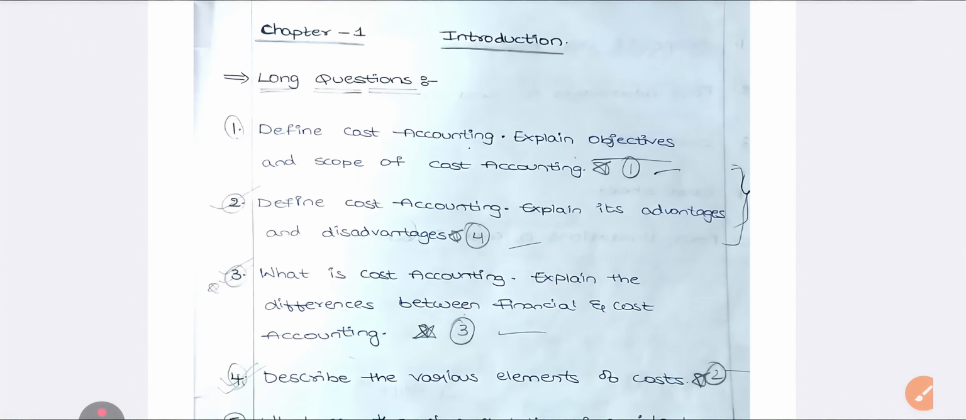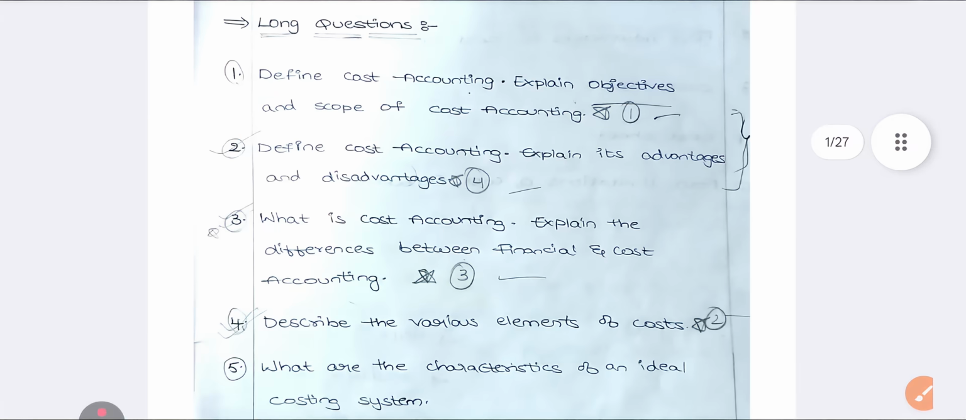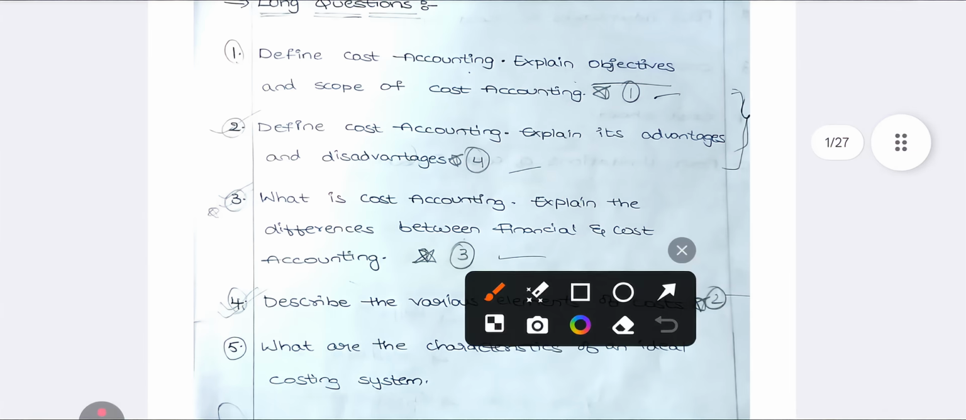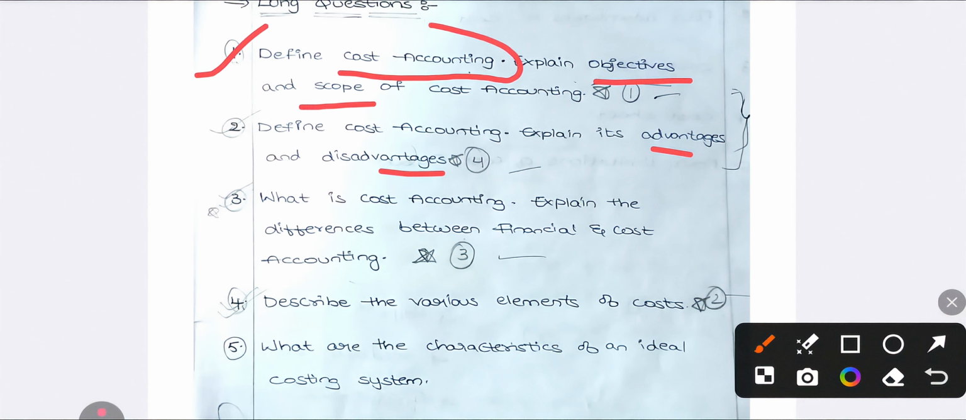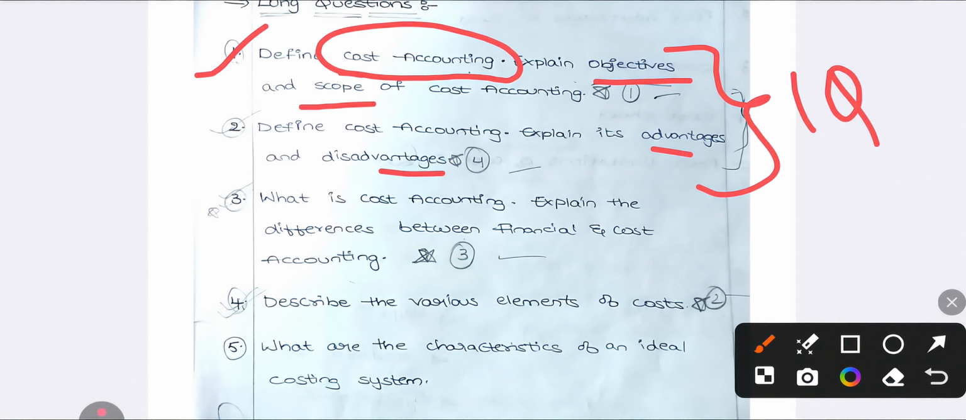As I have said, I will give my handwritten notes. So these are my handwritten notes as you are seeing on the screen. So these are the important questions. The first important question for your final examination is define cost accounting. Either they may ask about objectives, scope, advantages and disadvantages. So cost accounting definition is compulsory. One question related to cost accounting is a compulsory question.